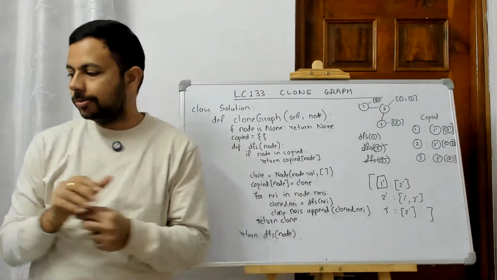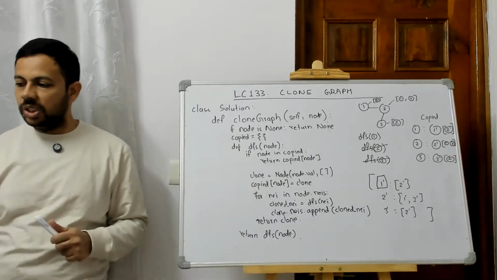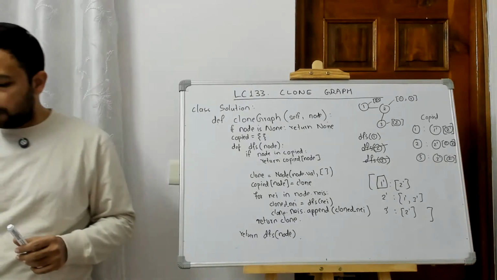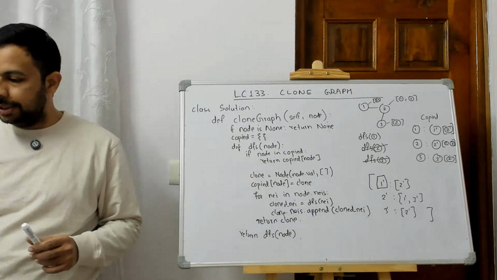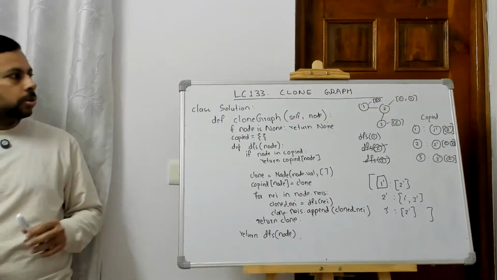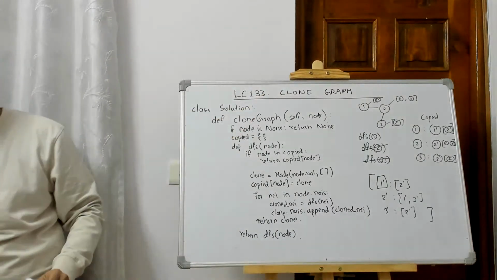Once you have this graph, you can return 1, and that's how you solve the question. Make sense? So that's how we can solve the question called clone graph, LeetCode 133.